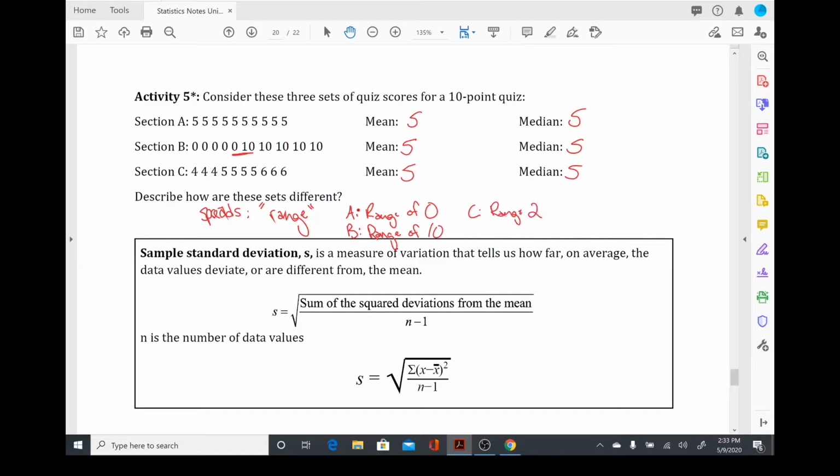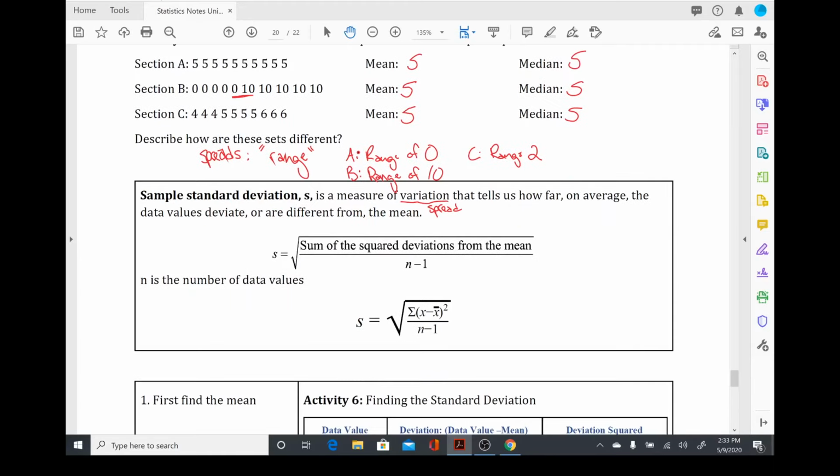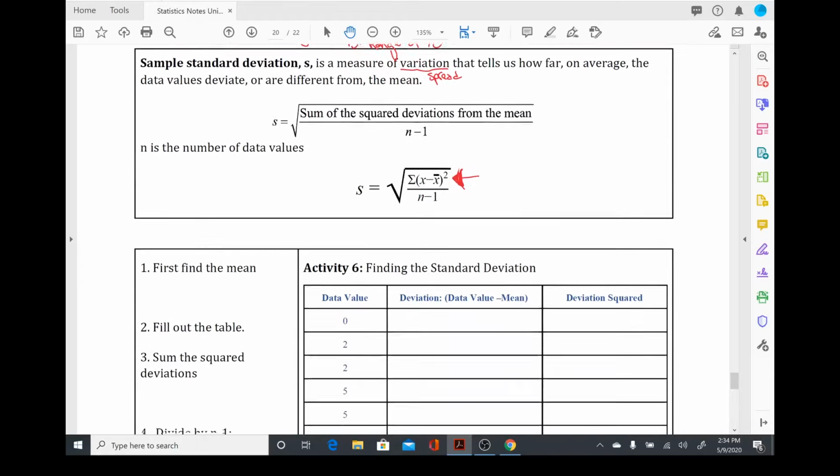Another measure of spread is standard deviation. It is a measure of variation that tells us how far on average the data values deviate or are different from the mean. And it is determined by taking the square root of the sum of the squared deviations from the mean and dividing that by n minus 1. So that was the language for this equation below. And I'm going to show you this equation. It's more of a process that you'll be going through. I think you'll be fine. It looks a little intimidating, but we got it.